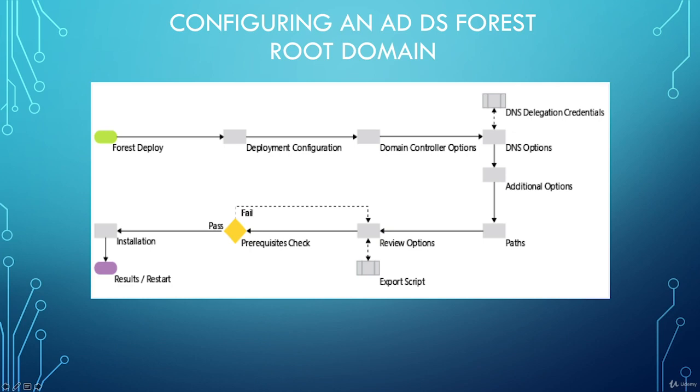We will then come to a screen where we are going to select our DNS options, and it's at that point we will have an opportunity, if we'd like, to say which DNS servers we'd like to have answer client requests within our network. After that, we will have some additional options like the NetBIOS name that we'll want to configure. After that, we will move into paths, and from paths we will figure out where we're going to store our database, our log, and our sysvol folder.